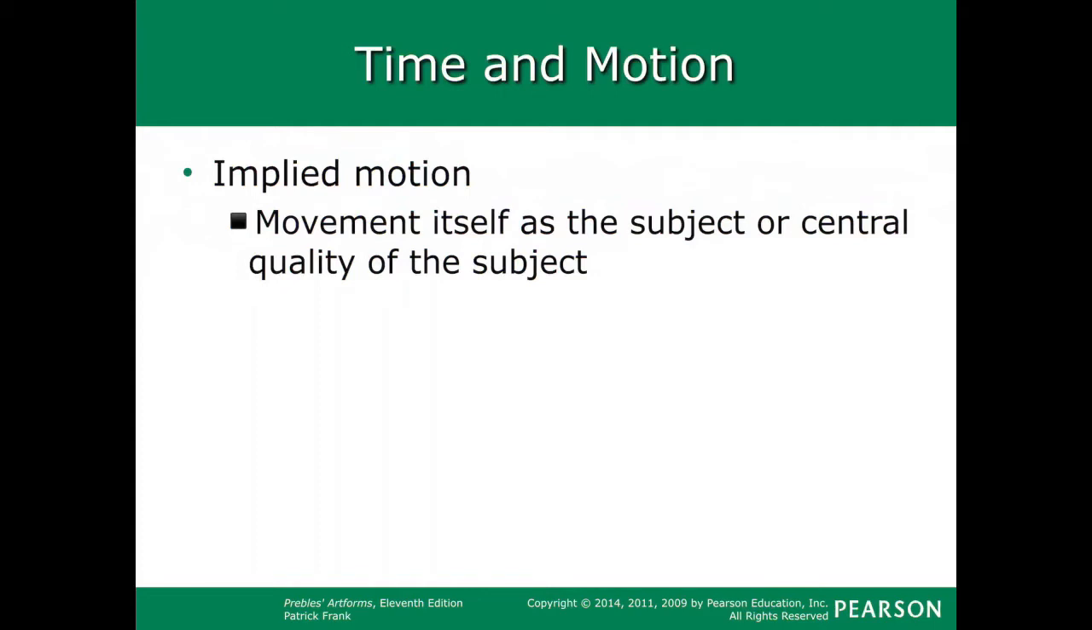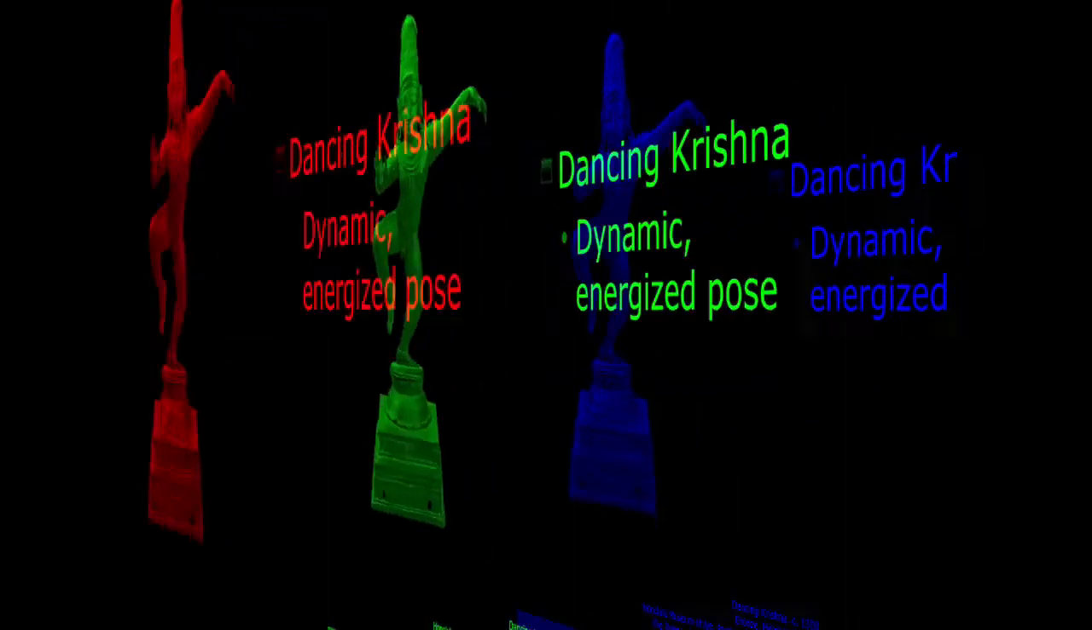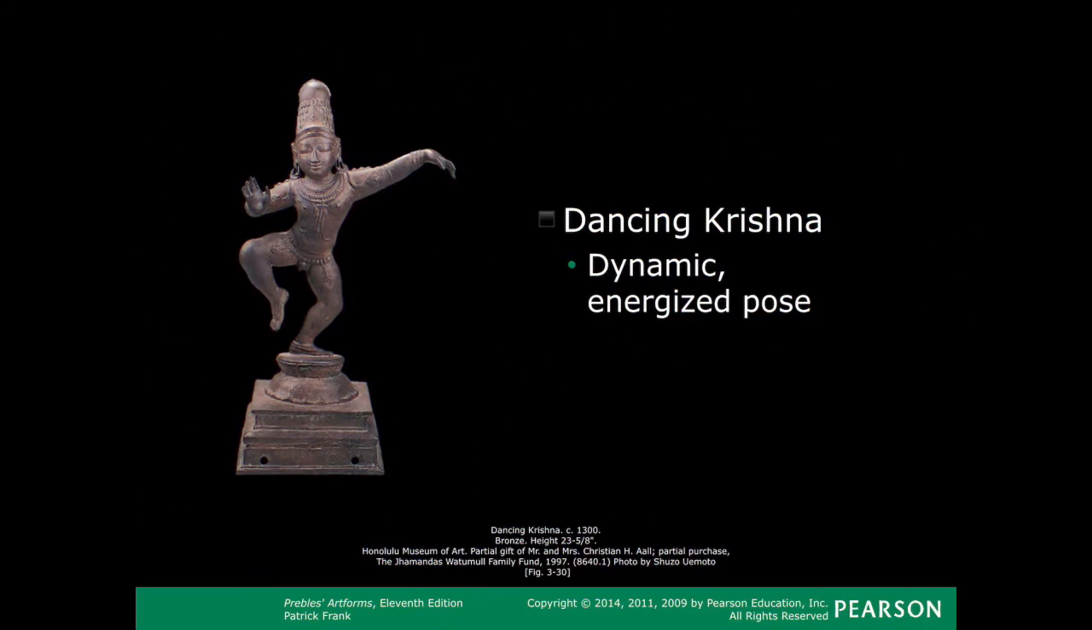And objects can also have a type of implied motion. So there's movement itself as a subject or central quality of the subject. So the object has something that deals with motion. And in this work here, the dancing Krishna, he's portrayed in a dynamic, energized pose. This is 1300. Krishna is one of the most important deities in the Hindu religion.